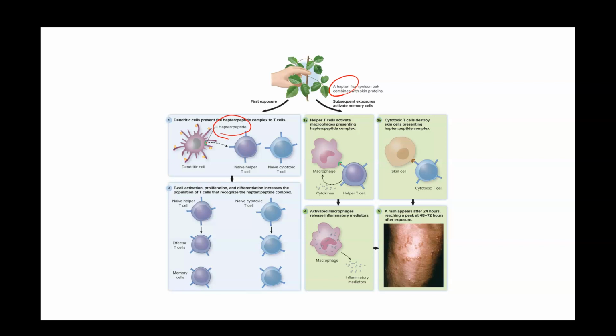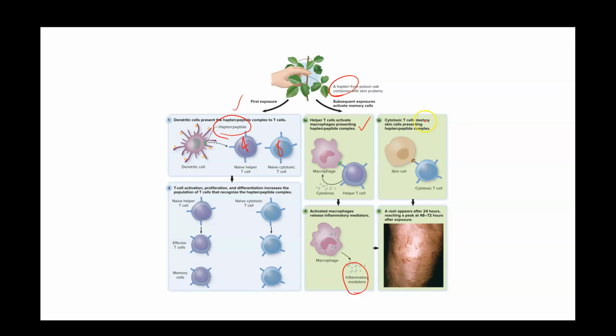This is going to complex a hapten with some self-peptide and present that to our T cells, our helper T cells and our cytotoxic T cells. Remember, these are the CD4 positive T cells, and these are CD8 positive T cells. So now that we have activated T cells, our helper T cells are going to go to other parts of our immune system, mainly our macrophages, and activate our macrophages to induce inflammation. So this is where we get that inflammation upon contact with things like poison ivy.